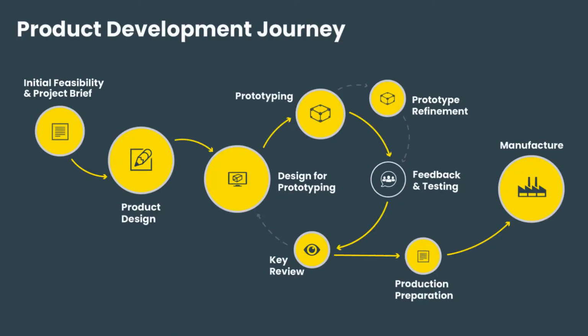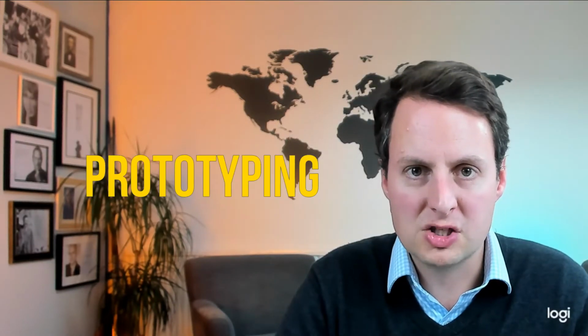This is a diagram of the entire product development journey. As you can see, product design happens once your feasibility work's been done and you have a clear project brief. And then once it's complete, you go into prototyping. Now in prototyping, it's much harder and more expensive to make changes to the design. So the product design part is absolutely critical to make sure that you thrash out all the details and you get the right result before you go into those more expensive prototypes.